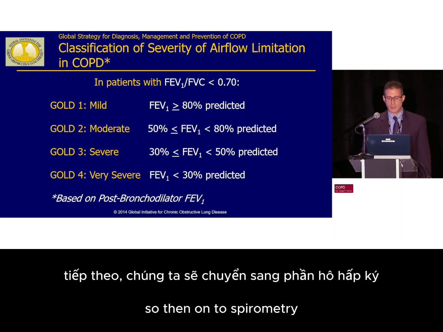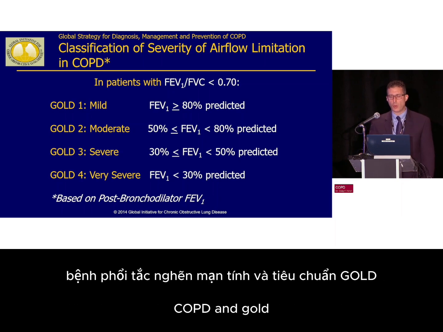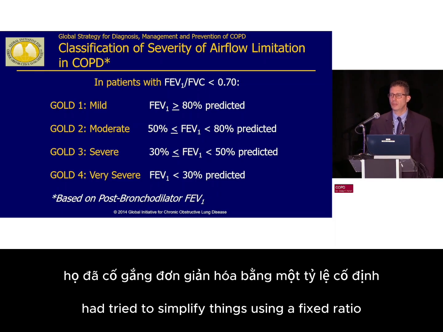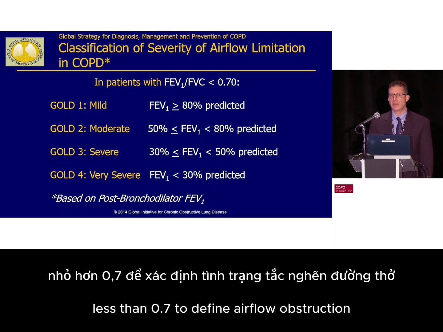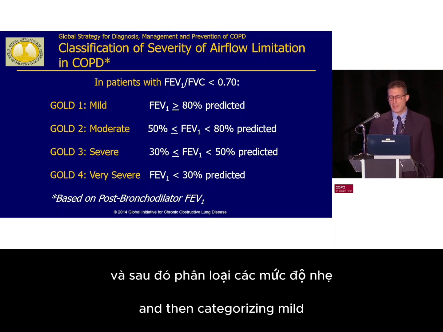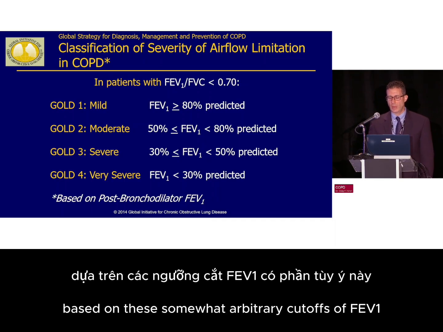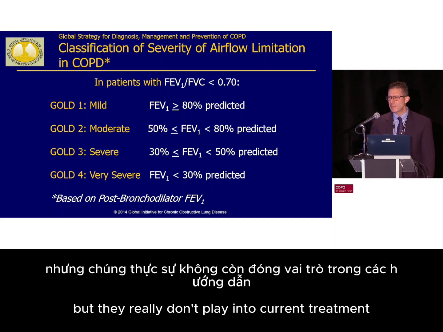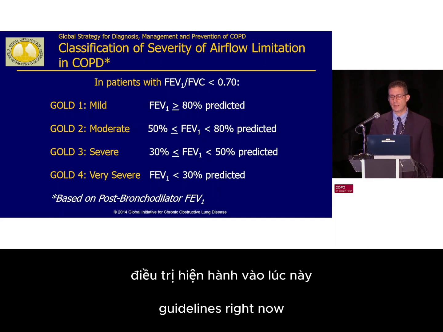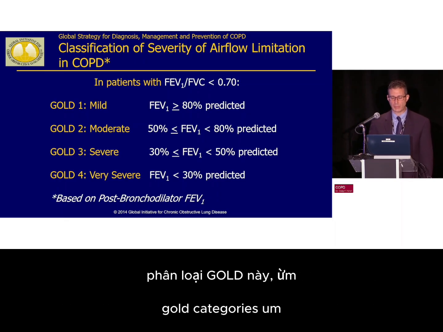So then on to spirometry, and spirometry is still essential for the diagnosis of COPD. And GOLD years ago had tried to simplify things using a fixed ratio of FEV1 to FVC less than 0.7 to define airflow obstruction, and then categorizing mild, moderate, severe, and very severe based on these somewhat arbitrary cutoffs of FEV1. You may see these in older literature, but they really don't play into current treatment guidelines right now, but some pulmonary function tests will still report these GOLD categories.